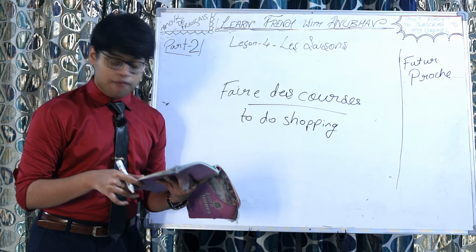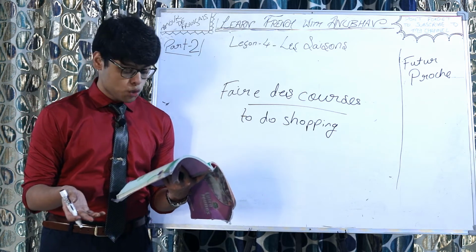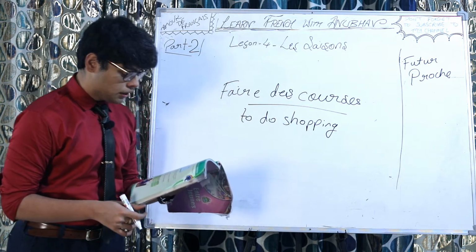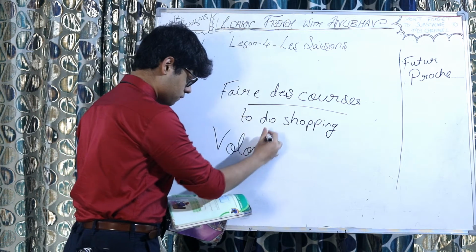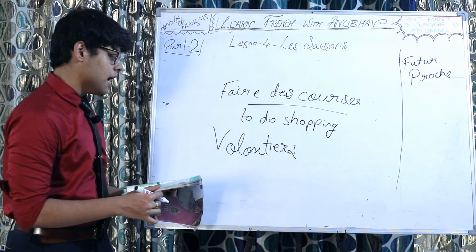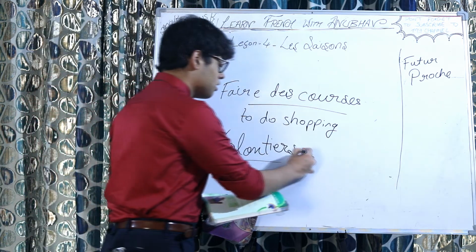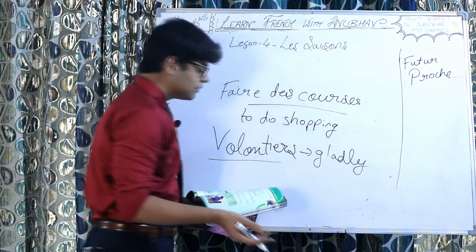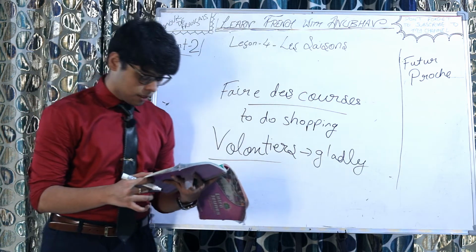Tu viendras avec nous, Nargis? You will be coming with us, Nargis? He is asking. So Nargis says volontiers, a new word which we came across. Volontiers means gladly. So Nargis accepts coming to do shopping the next morning.